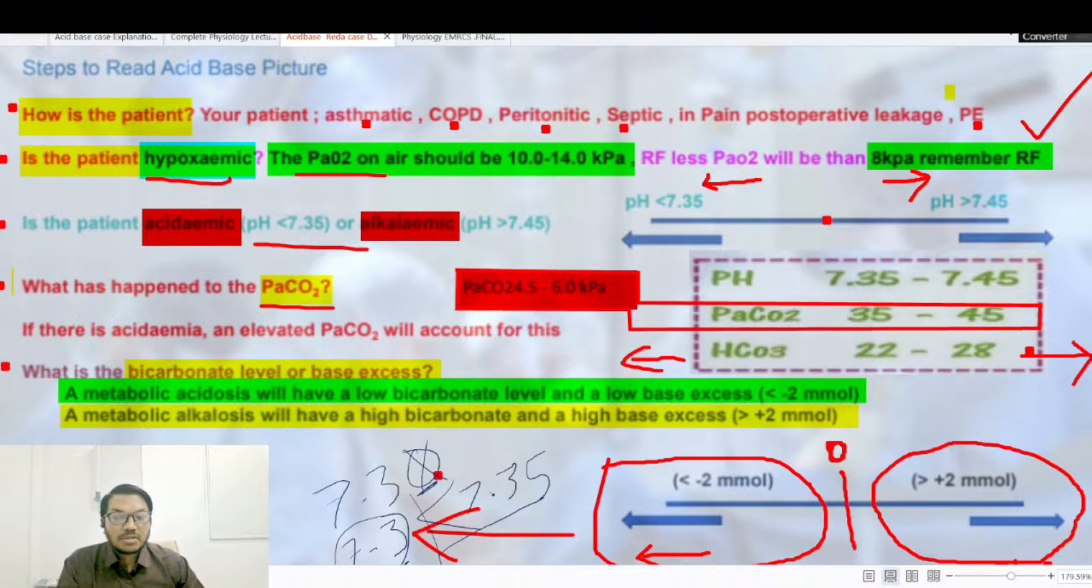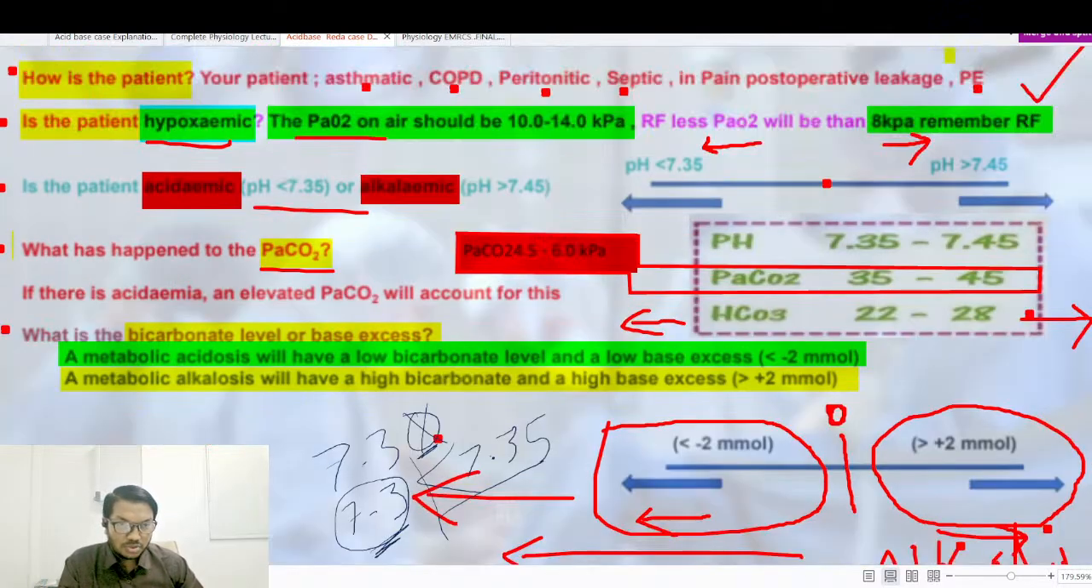Then, what has happened to the patient's carbon dioxide level? Normal partial pressure of carbon dioxide is 35 to 45 mmHg, and in kilopascal it is 4.5 to 6 kilopascal. Then, what is the bicarbonate level or the base excess?